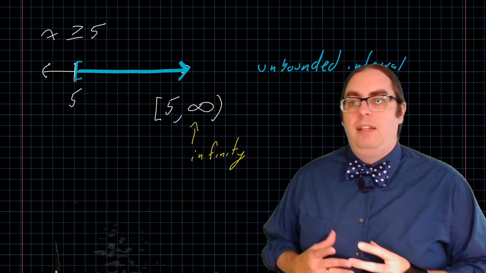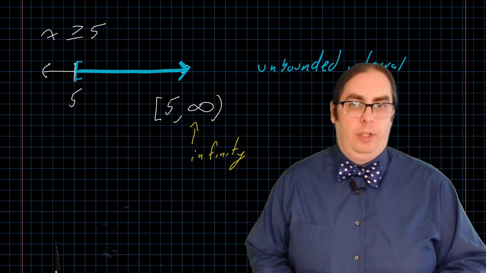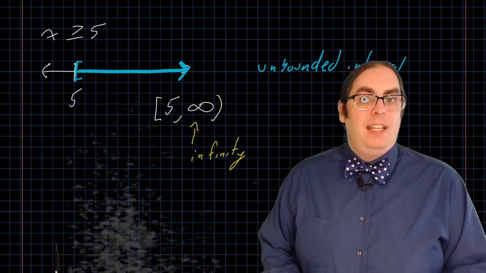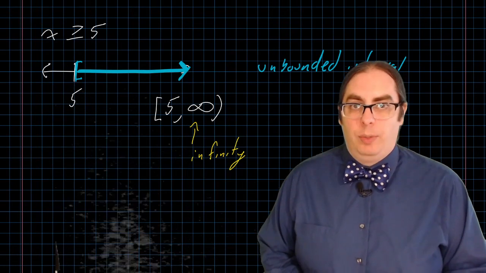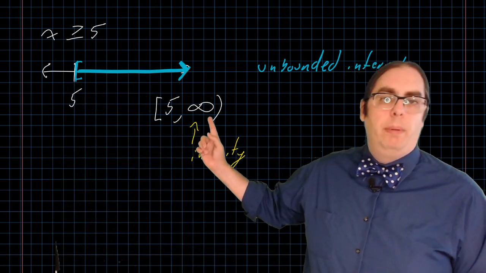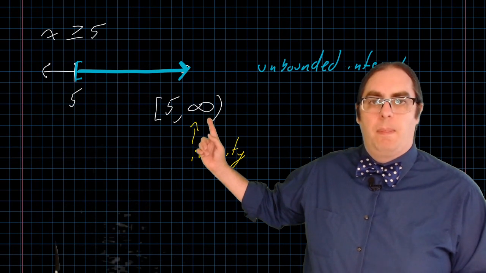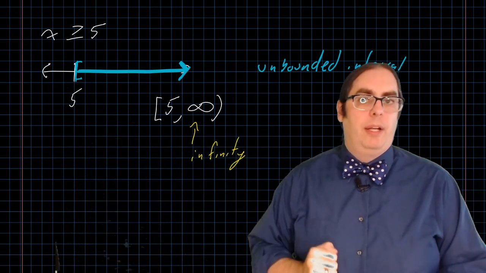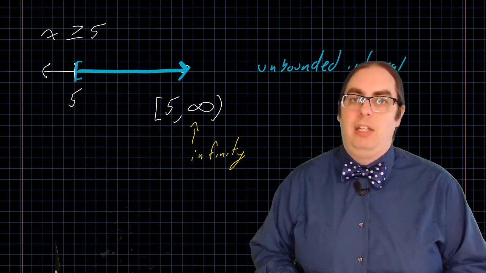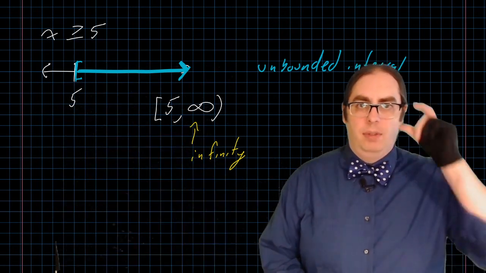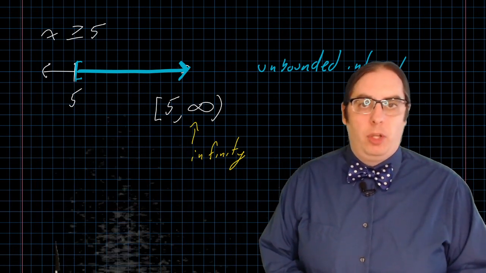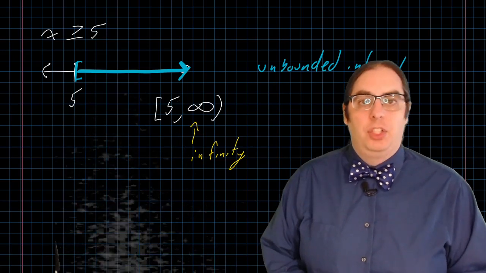Infinity is the upper bound of the real numbers. Infinity itself is not a real number. And that's why we always use an open bracket at infinity. Because the interval is talking about a set of real numbers. And infinity is not a real number, so infinity is not in the set. But every real number is smaller than infinity. That is the definition of infinity.